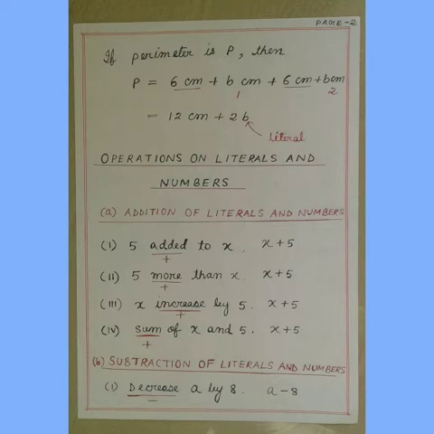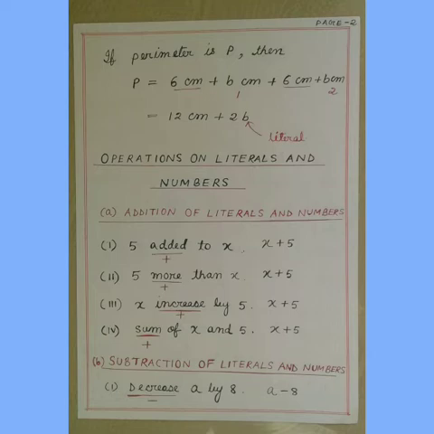Number 1, 5 added to x. Added means you have to put a plus sign between 5 and x. I have written on the right side x plus 5. Number 2, 5 more than x. More represents the plus operator. That means it is addition. So if I represent it with literals and numbers, it will be x plus 5.